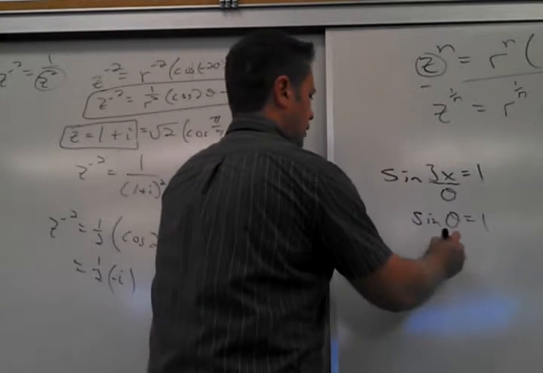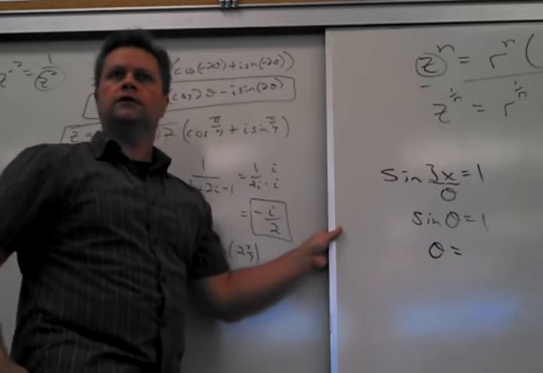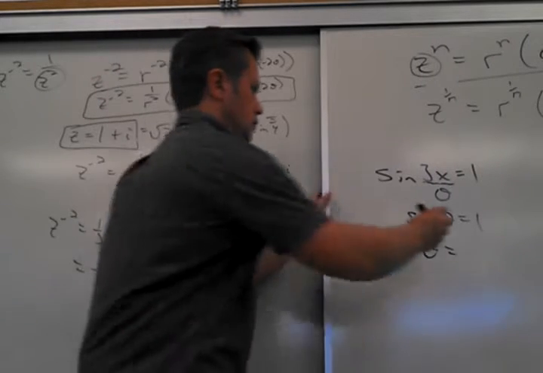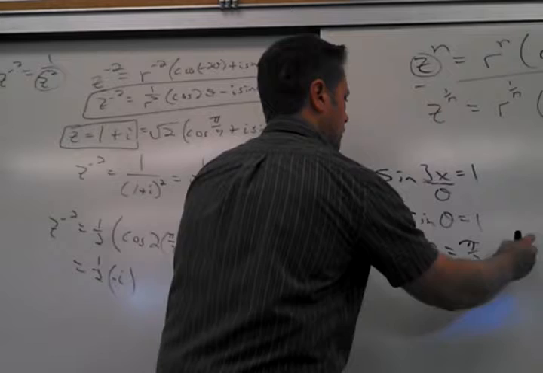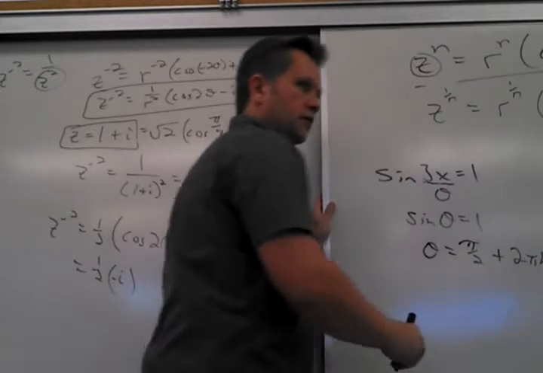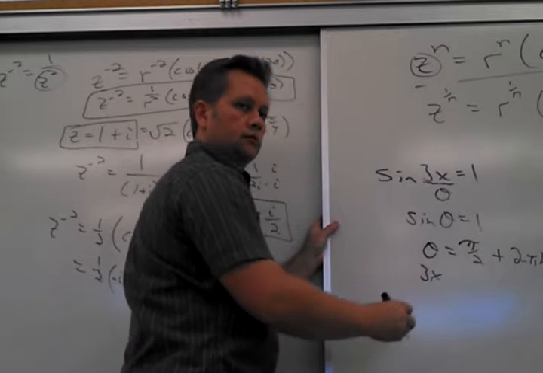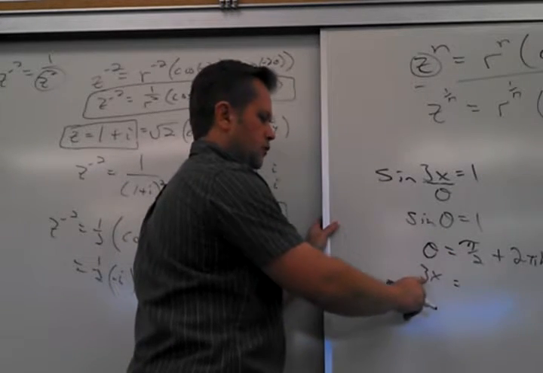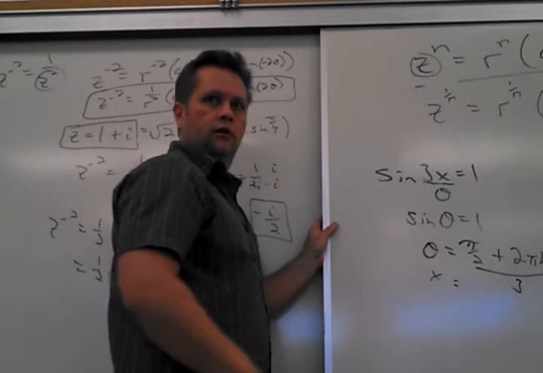So inverse sine. What's theta got to be? What angle has sine 1? Pi over 2. Cool. And of course, I would say plus 2 pi k. Then I come back in and say, okay, I really don't have theta, I have 3x. So what do I have to do to theta? Divide by 3. Yeah. So now I'll figure out what x is.